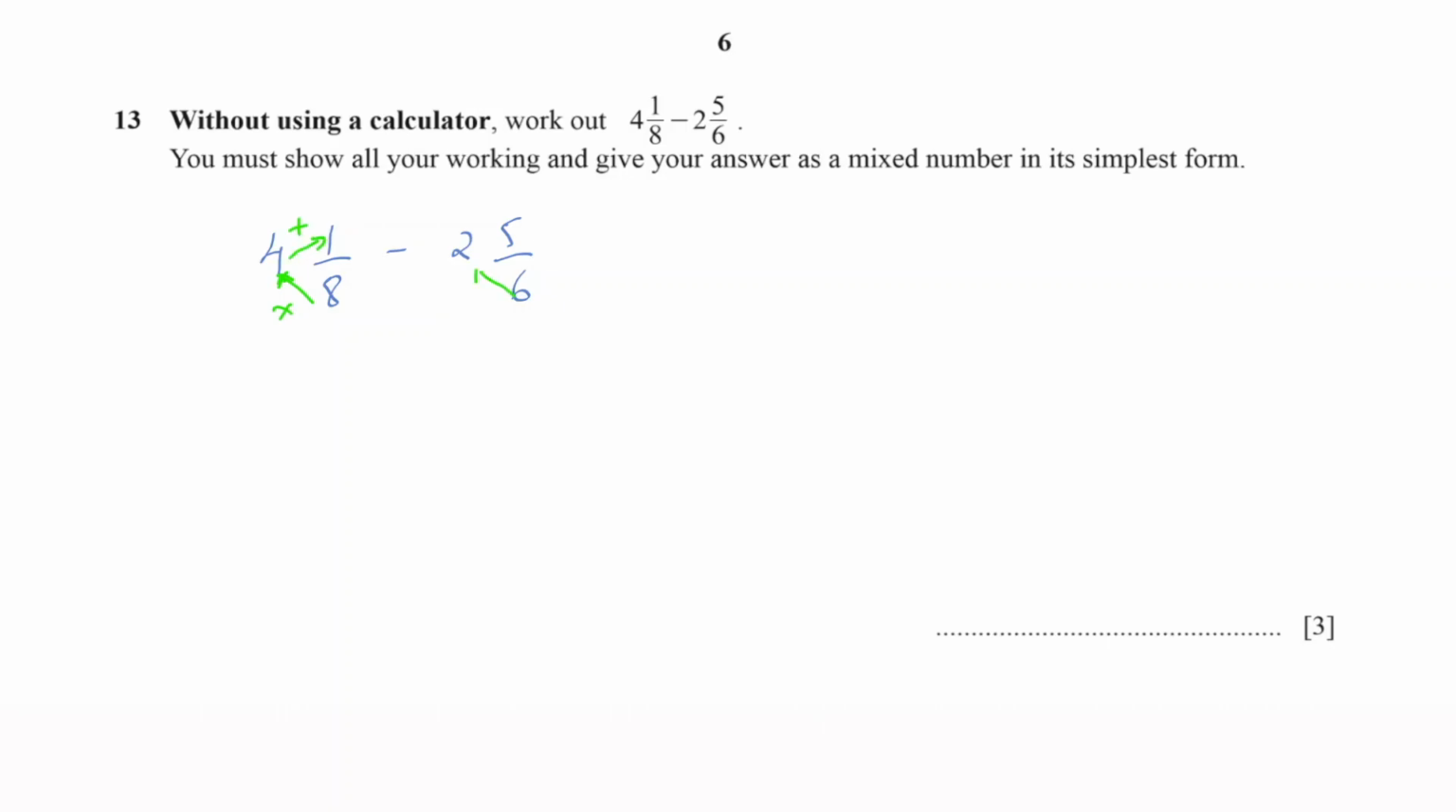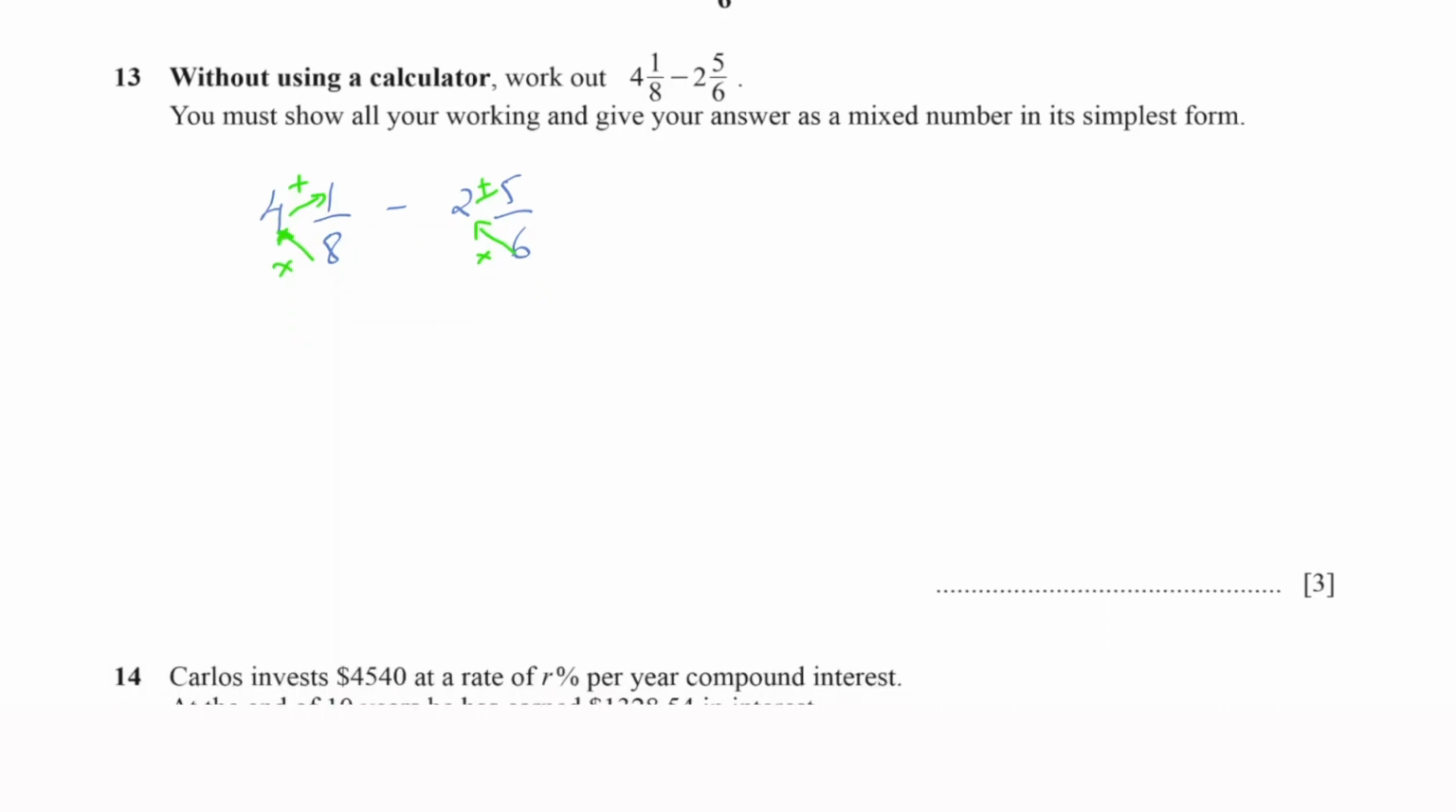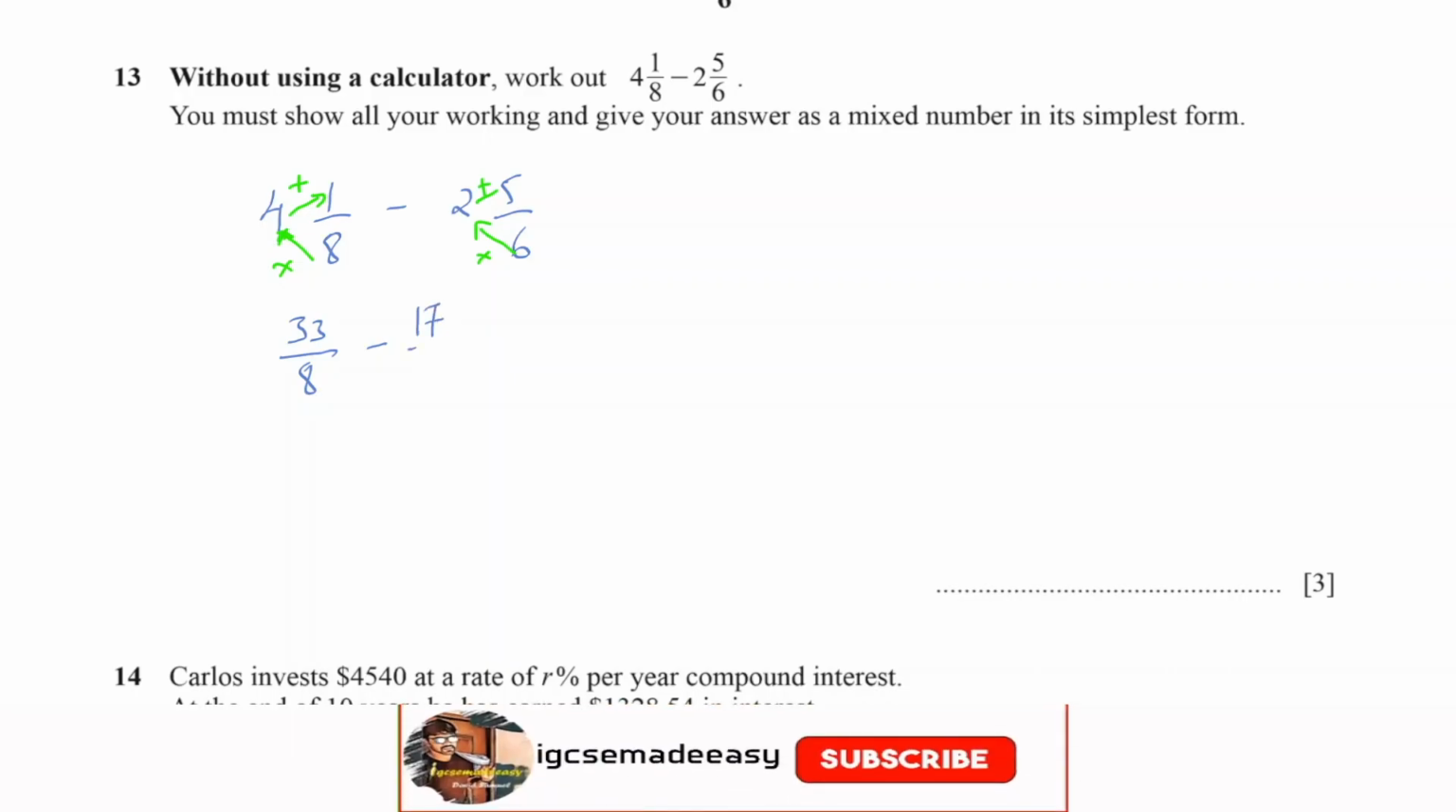Same way we have to change the mixed fraction into simple form. So we multiply this one, and whatever the answer comes, add it with that. So 8 times 4 is 32. 32 plus 1 is 33. So that gives you 33 by the same number 8, minus 6 times 2 is 12, and 12 plus 5 is 17, and 17 by 6.